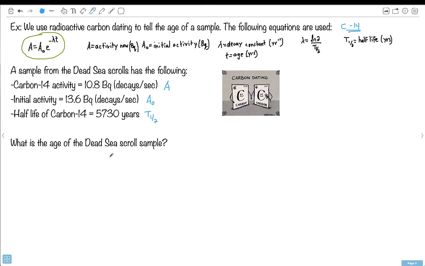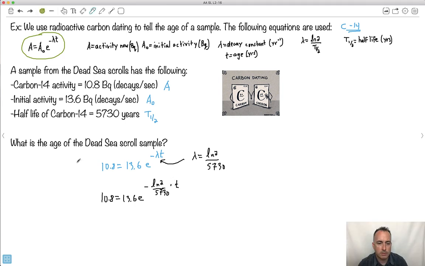So we have A, so we have 10.8. That equals A0, which is 13.6, times e to the power of minus lambda, which we don't quite know yet, times t. Do you notice that we're going to try to solve for this lambda here? Now that lambda is going to be equal to ln2 over the half-life, which is 5730. So I could then state that 10.8 equals 13.6 e to the minus ln 2 over 5730, all that times t.